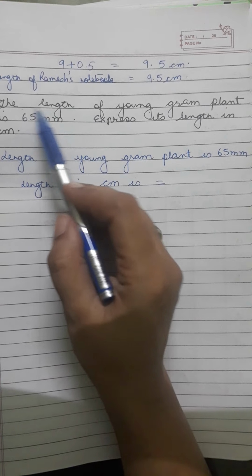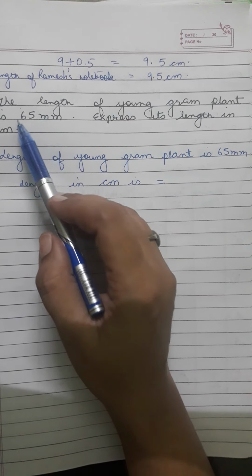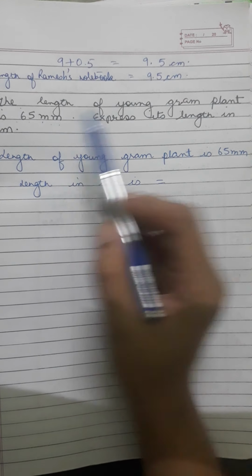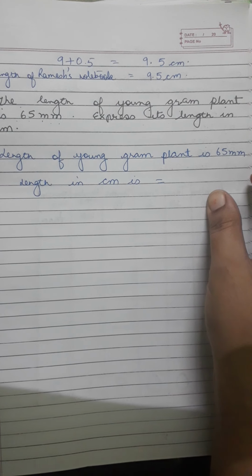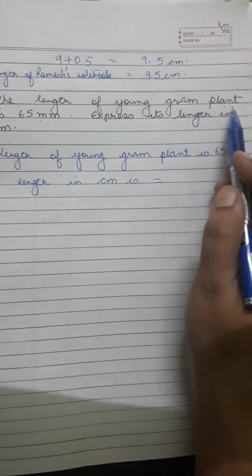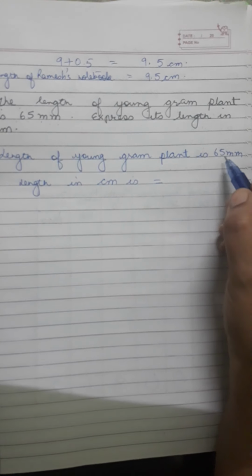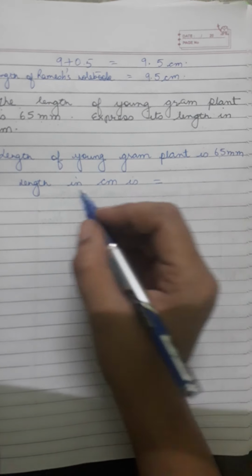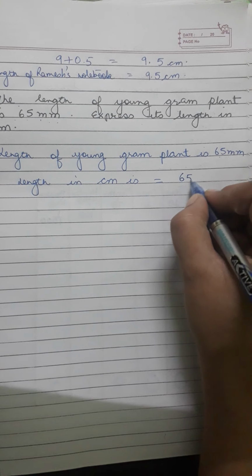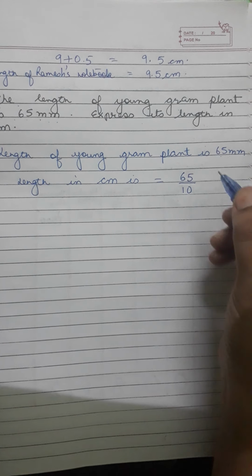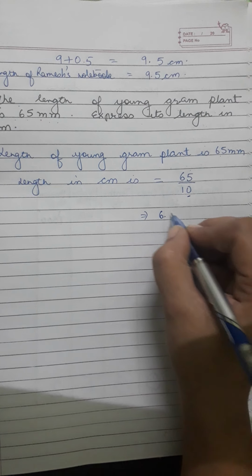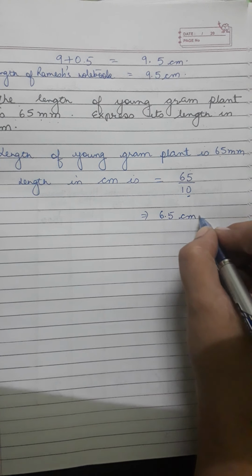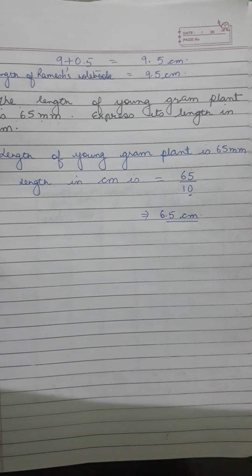B part: the length of the young gram plant is 65 millimeters. Express its length in centimeters. So we have to express the length of the young gram plant in centimeters. It is 65 millimeters. So for the length in centimeters, we will divide it by 10. So what will it be? 6.5 centimeters.